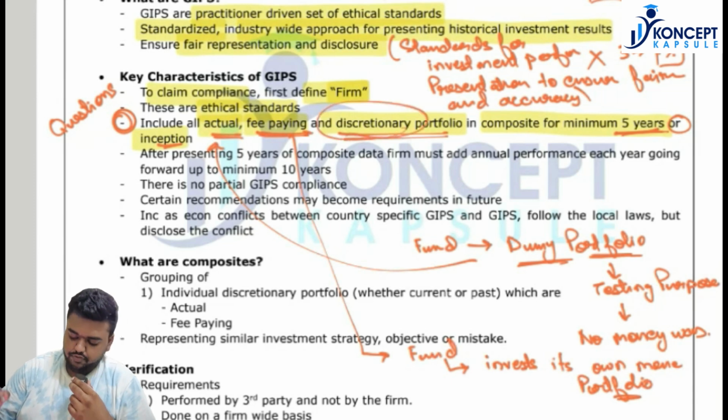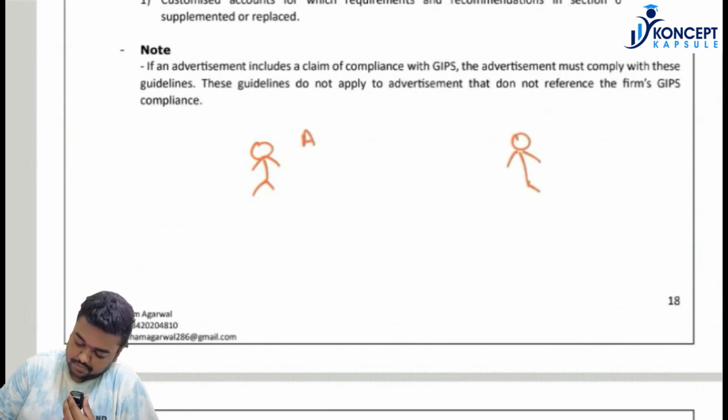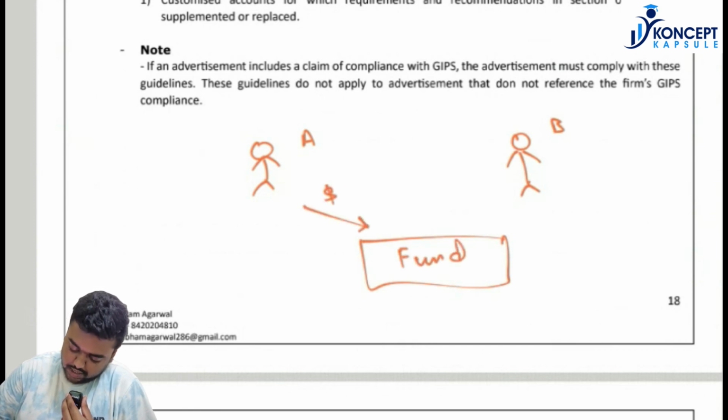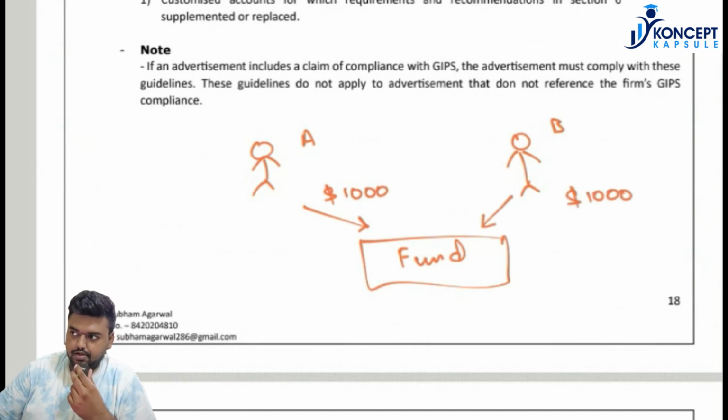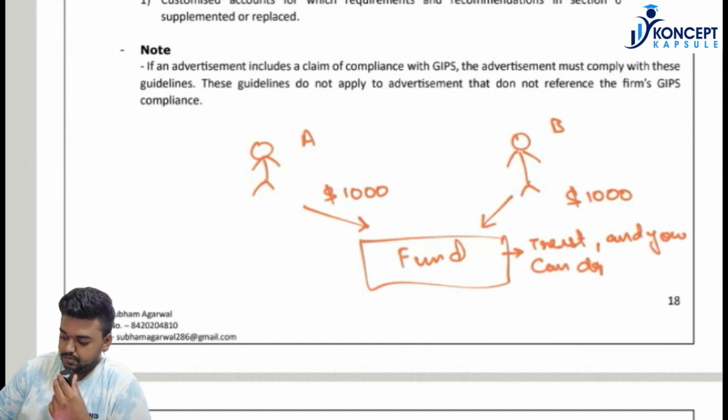Third is discretionary portfolio. Suppose, let me take an example of discretionary. Suppose there is a person A and suppose there is a person B. Okay. Suppose there is a fund. Okay. Now A has given $1,000 and B has given $1,000. Okay. Now B has told the fund that I trust you and you can deploy the money as you wish.